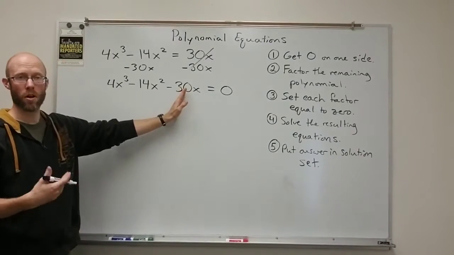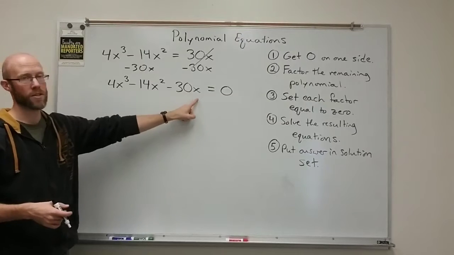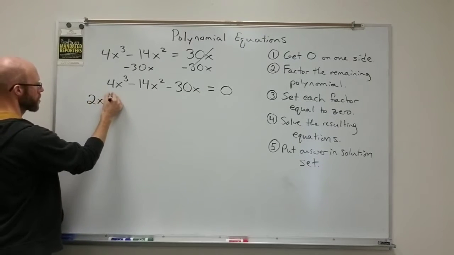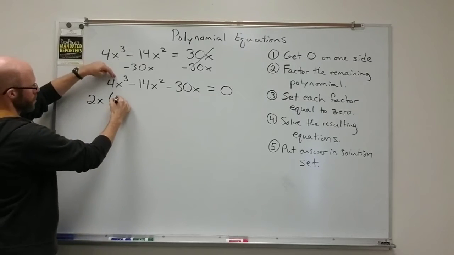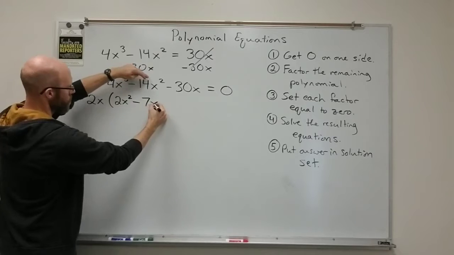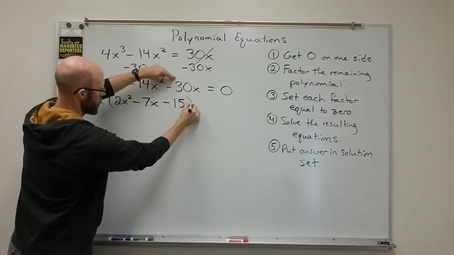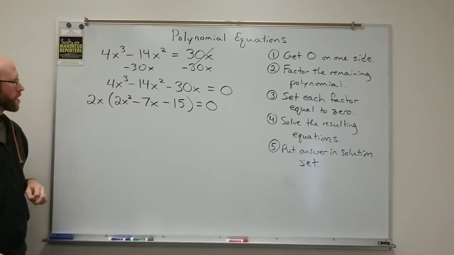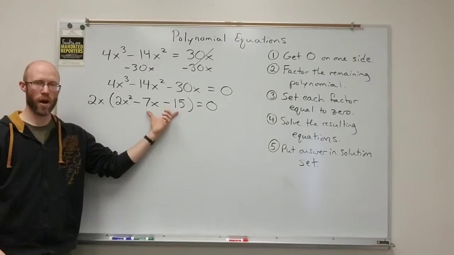The number 2, because all of those are even, and we have an x in every term, so I can pull an x out. So I'll pull out a 2x, and I'll be left with 2x squared minus 7x minus 15 when I divide everything by 2x. Okay, so this is now a trinomial.